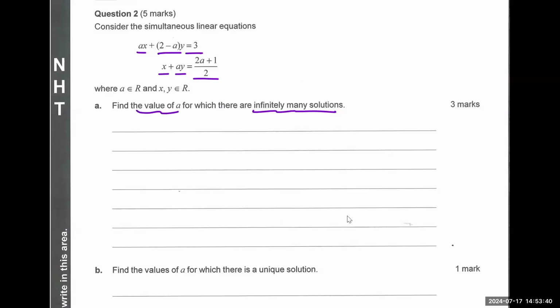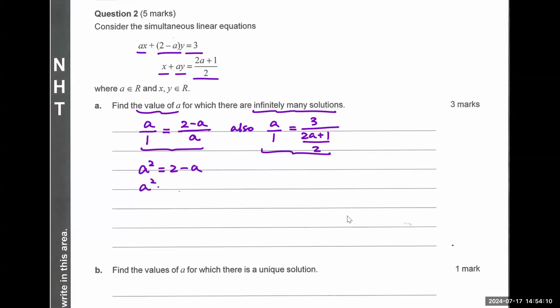So I will take the ratio method. Let's say the coefficient of x has a ratio a divided by 1 which should equal (2 minus a) divided by a. Also, a divided by 1 should equal 3 over (2a plus 1) divided by 2, something along this line. So I need to make sure I find the value or values of a to satisfy both equations. Then I should get a squared equals 2 minus a, and a squared plus a minus 2 equals 0. And (a plus 2) times (a minus 1) equals 0, so a equals minus 2 or a equals 1.